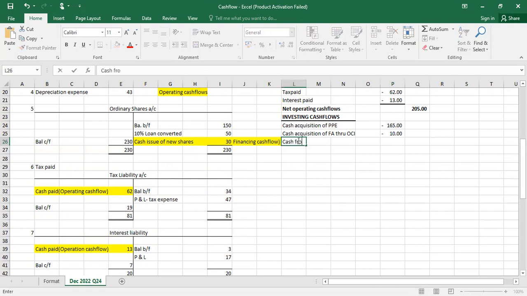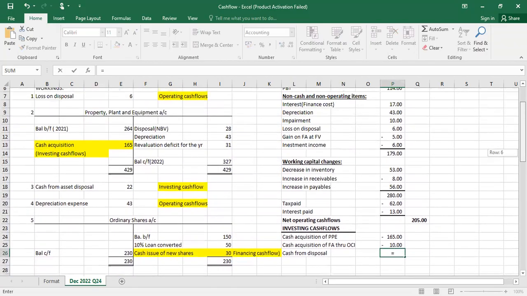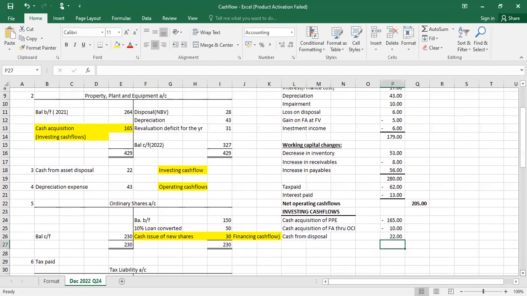But there is also cash from disposal, which was in working number what? Refer back to working number 3. Cash from asset disposal, we computed this as 22. And being money we receive, that's a plus.